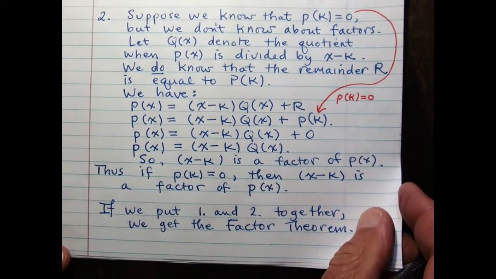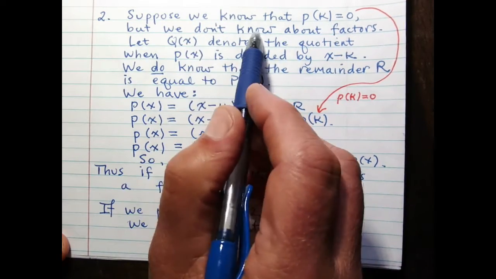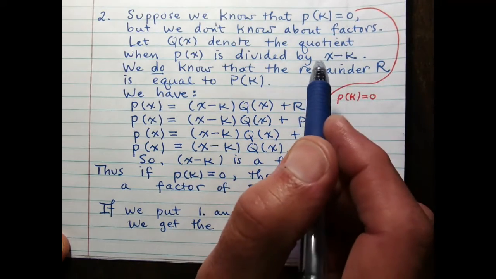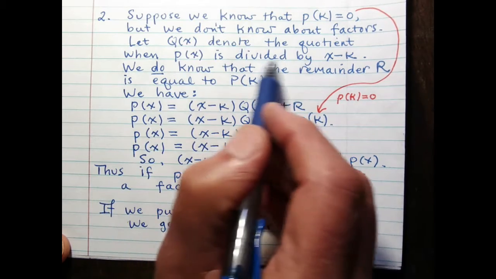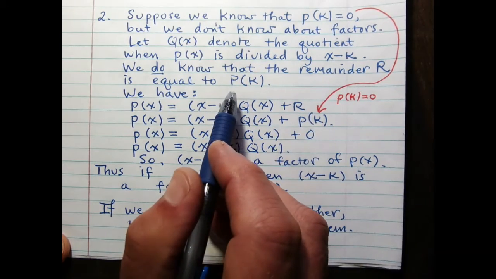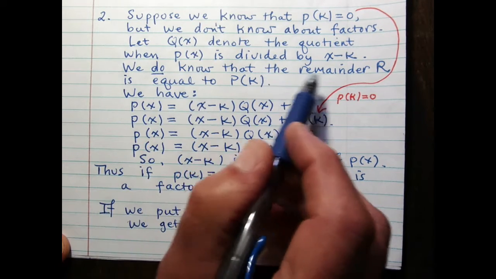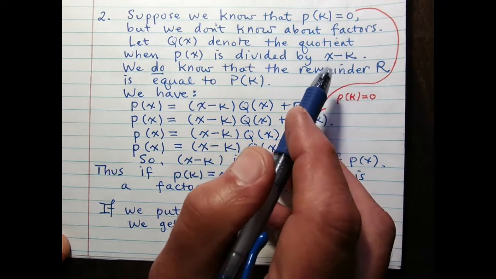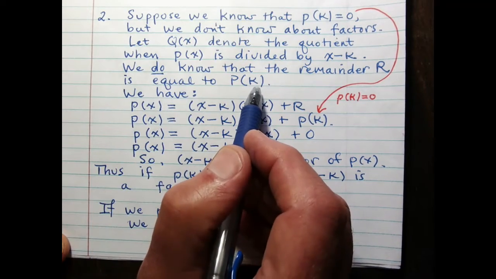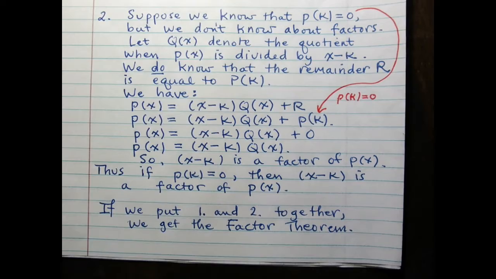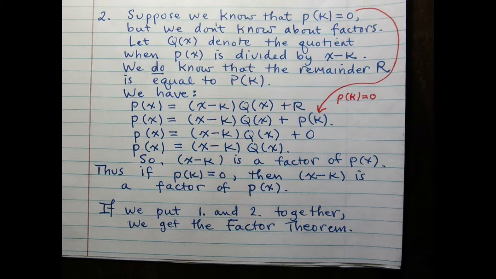Okay. Now, let's take this a little further. Point number 2. Suppose we know that p of k equals 0, but we don't know anything about factors. Well, let q of x denote the quotient when p of x is divided by x minus k. We know now at least that the remainder r on division by x minus k is equal to p of k. That's the remainder theorem. That's our remainder theorem result that we already wrote on a little yellow card.